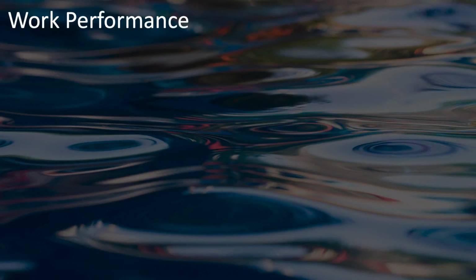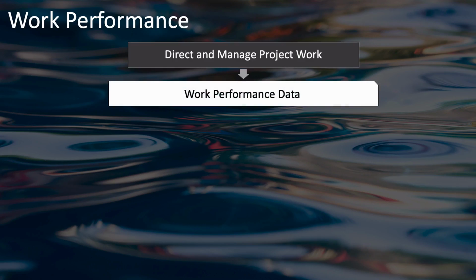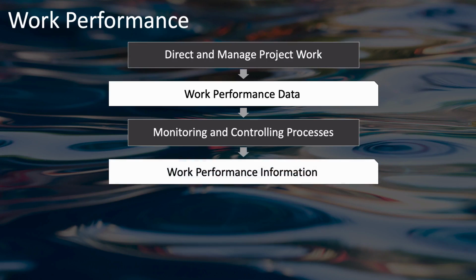How about work performance? How does work performance data, information, and reports flow? It starts with Direct and Manage Project Work, which is the one and only process that generates work performance data. That data is then used by monitoring and controlling processes in all of the other knowledge areas. These other processes then generate work performance information by analyzing this work performance data, comparing actuals to plan, and so on.